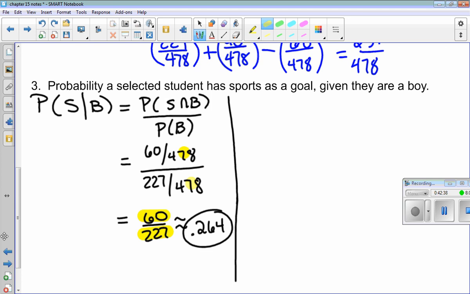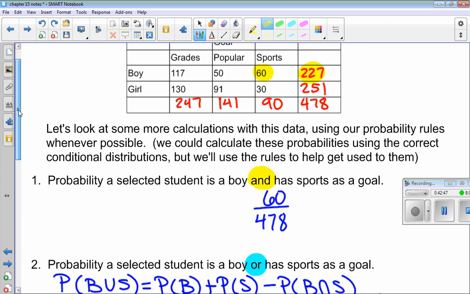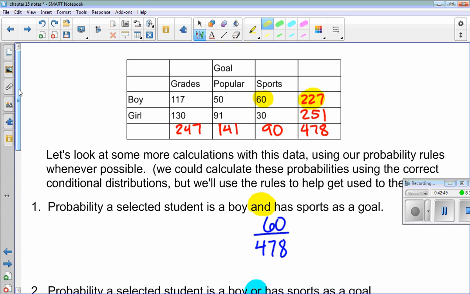Okay, so the last question we have for today is something you will see in your homework as well. Is gender independent of your goal? We already know the answer is no, because I showed you a minute ago that they were dependent. But how could I prove it?